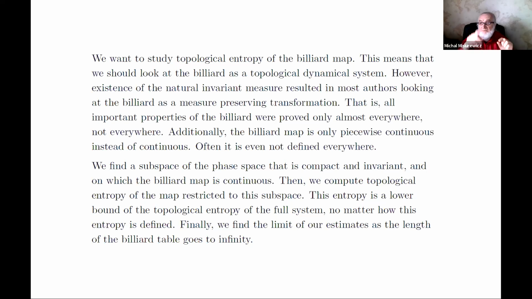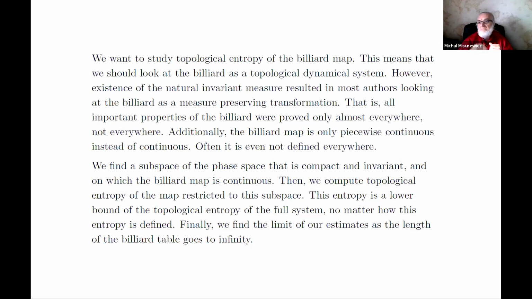where do you go? You have this point where the semicircle meets the straight line and the angle is pi over 2. So you go this way and how do you reflect? Not clear, absolutely. So what we do, we find a subspace of the phase space which is compact, invariant, and the billiard is continuous. Then we compute the topological entropy of this map restricted to this subspace.